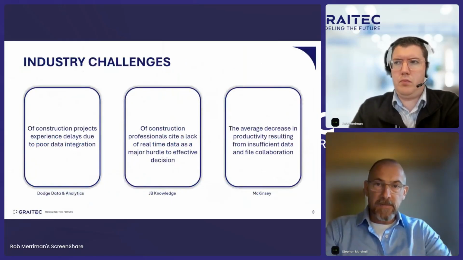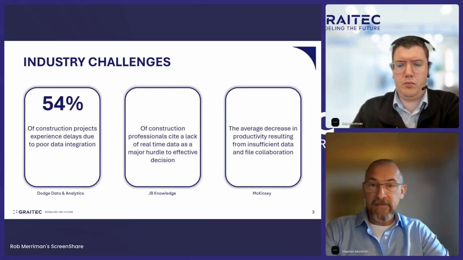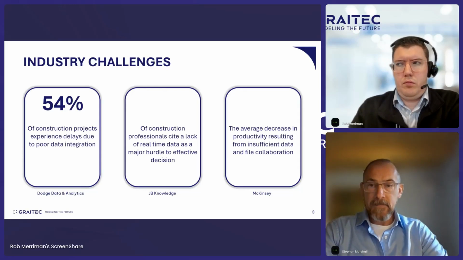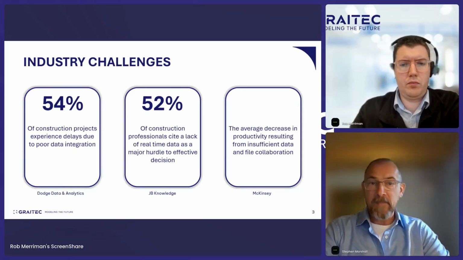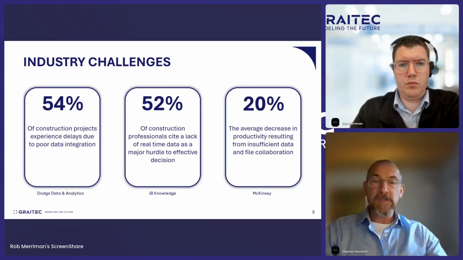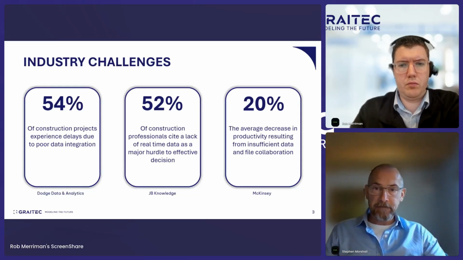To illustrate the issue, there are some worrying statistics from industry research which highlight the problems caused by poor data integration and manual transfer of information between systems. For example, more than 50% of all the surveyed projects were delayed due to poor access to data. Over half of the respondents referenced a lack of real-time information as a barrier to decision-making. And a lack of data collaboration caused an average decrease of 20% in productivity across the projects surveyed.